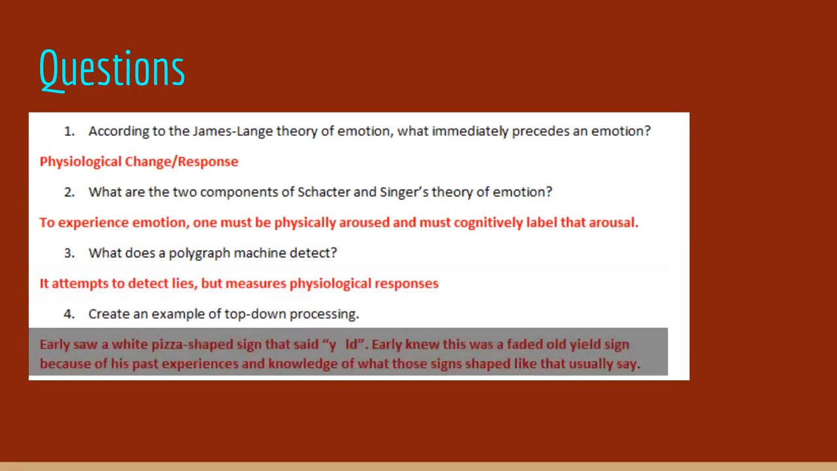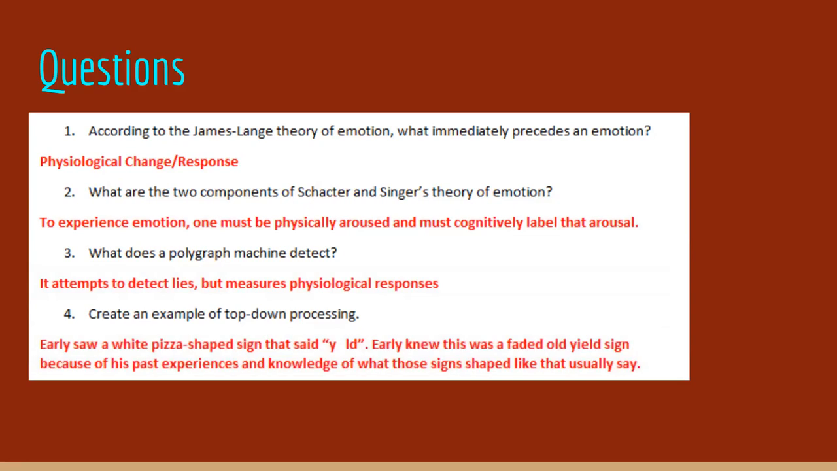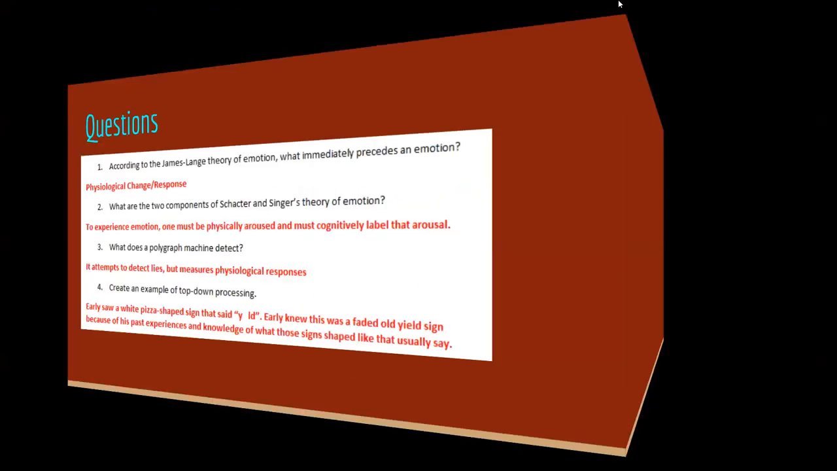Create an example of top-down processing. Early saw a faded, pizza-shaped sign that said, yo, and knew that this was an old yield sign because of his past experience and knowledge of what those shaped signs usually say. That was kind of a weird example, but it did start at the brain and went down, top-down, and it starts at the brain from a past experience.